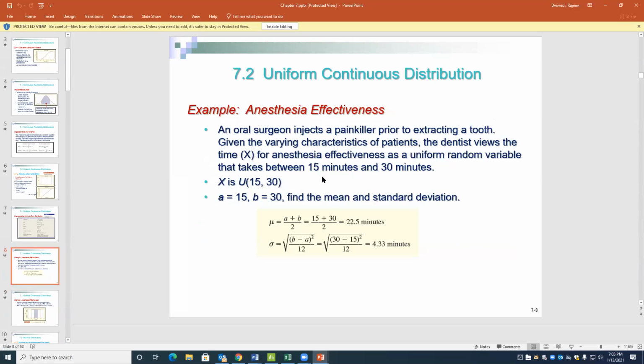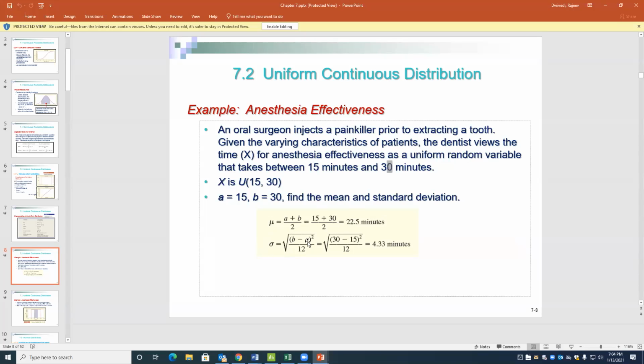So, an oral surgeon injects a painkiller prior to extracting a tooth. Given the varying characteristics of patient and dentist, view the time x for anesthesia effectiveness as a uniform random variable that takes values between 15 minutes and 30 minutes. So the lower limit is 15, the upper limit is 30. What is the mean? 15 plus 30 divided by 2, which is 22.5.